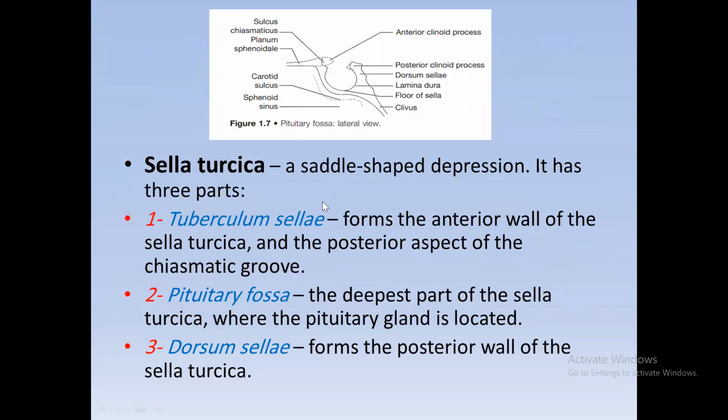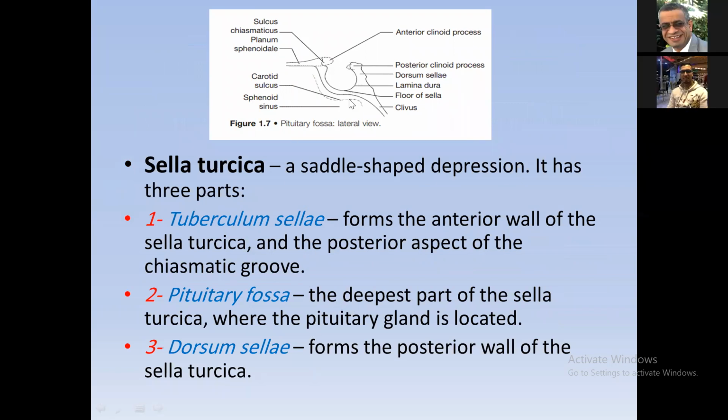The sella turcica is a saddle-shaped depression. It has 3 parts. The tuberculum sellae forms the anterior wall of the sella turcica and the posterior aspect of the chiasmatic groove. This is the tuberculum sellae. And the pituitary fossa is the deepest part of the sella turcica, where the pituitary gland is located. This is the pituitary fossa or sella turcica.